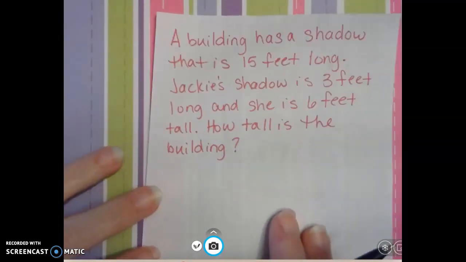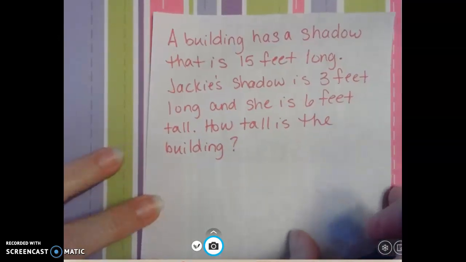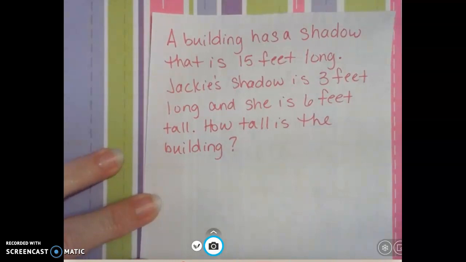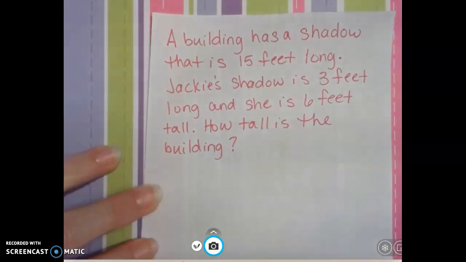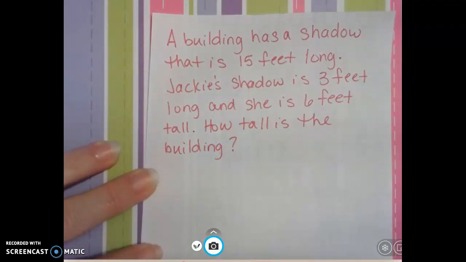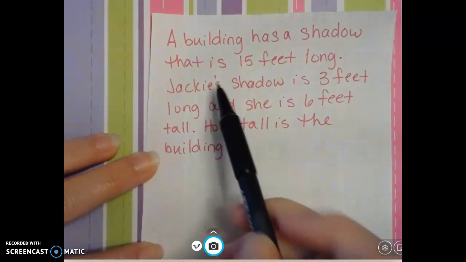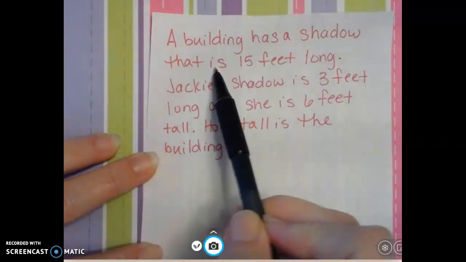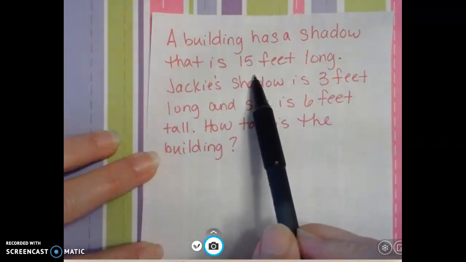A building has a shadow that is 15 feet long. Jackie's shadow is 3 feet long and she is 6 feet tall. How tall is the building? I don't like to start with the building because we don't have everything we need to know about it. I like to start with Jackie.